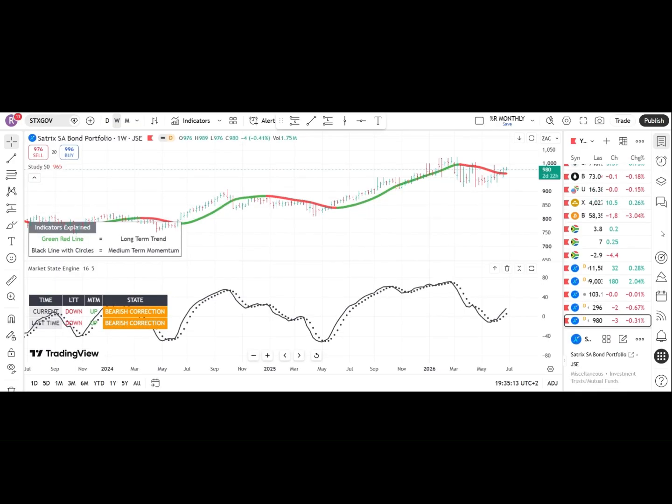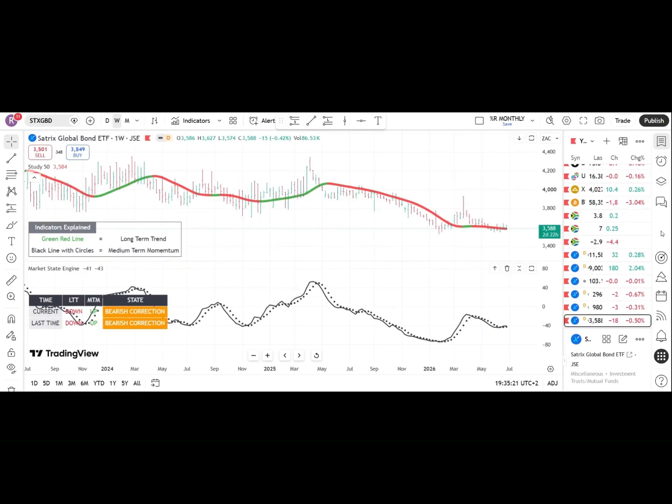The Satrix SA bond portfolio is continuing its bearish correction. The Satrix Global Bond ETF is continuing its bearish correction.